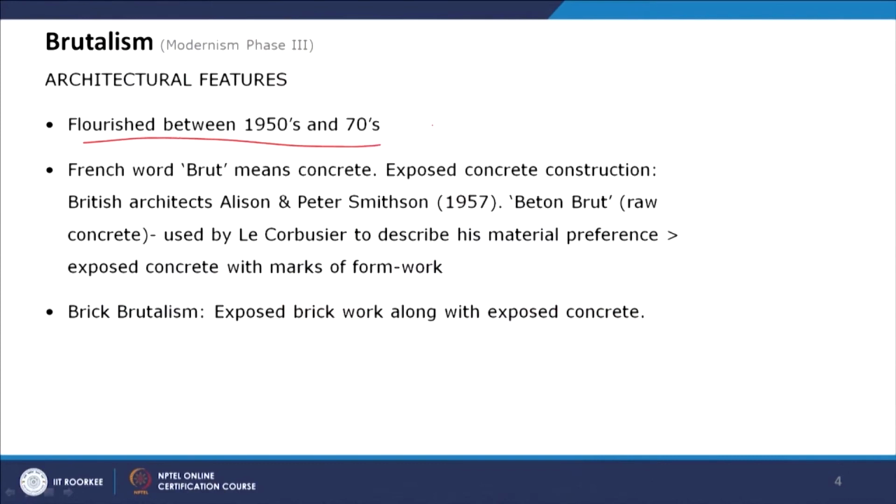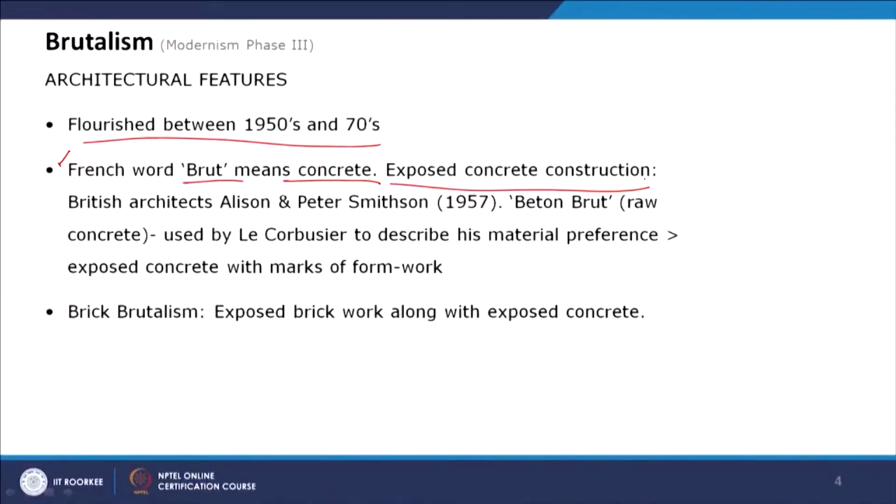The architectural features of brutalism: this flourished between the 1950s and 1970s. Also it was carried forward later in different forms of neo-brutalism or new brutalism, and this term actually came from the French term brut, which means concrete. Brutalism often looks visually very heavy, and sometimes people think the term came from brutal aesthetics, like in art we have discussed Fauvism, but it's not similar to the Fauvist movement, and the word brutal is not the etymological source. The term brut means concrete.